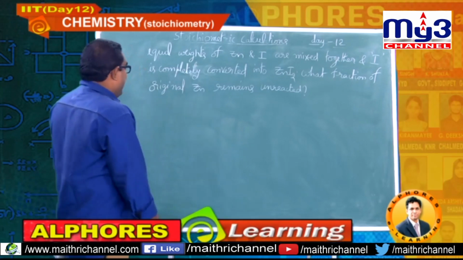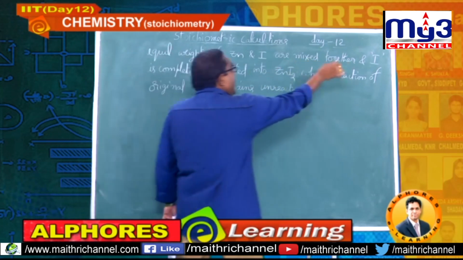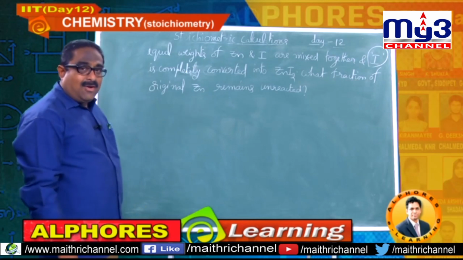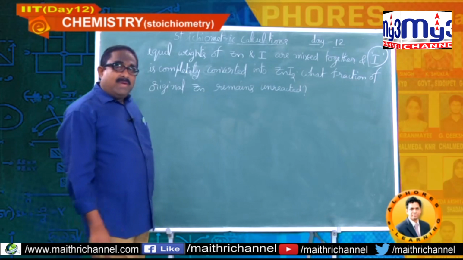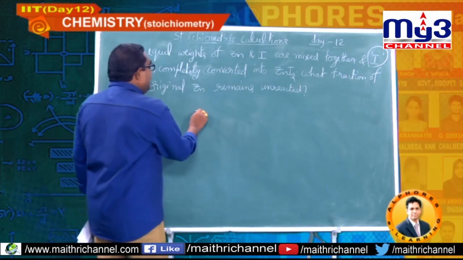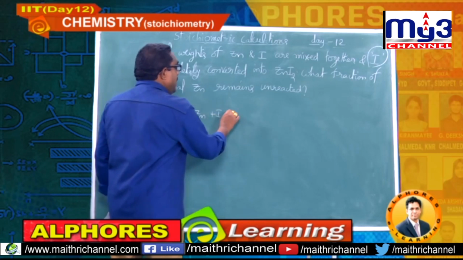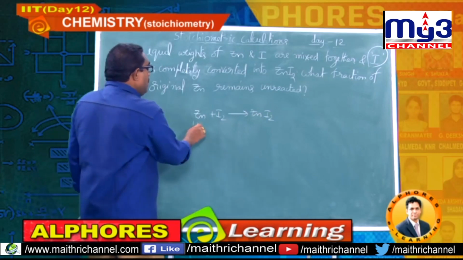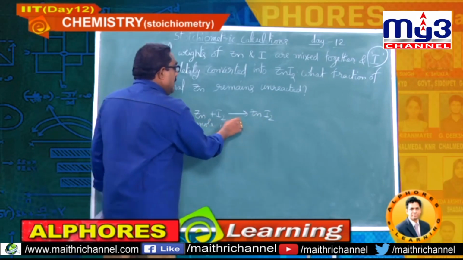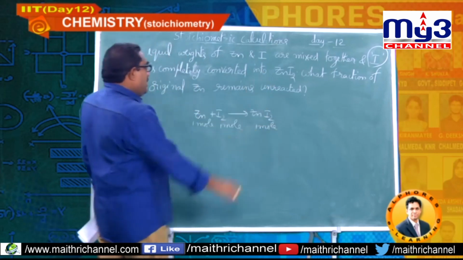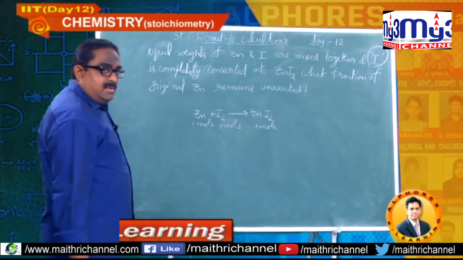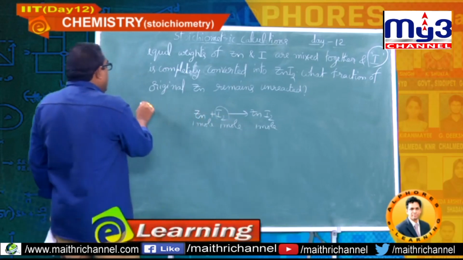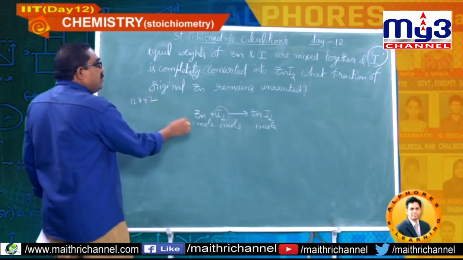It means indirectly he is saying iodine is the limiting reagent in this particular reaction. First of all, let me write the reaction. Zinc plus iodine gives zinc iodide. This is the reaction, simple. 1 mole gives 1 mole. He is giving equal weights and he is saying iodine is completely converted. So, atomic mass of iodine is 127. So, 127 into 2, 254 grams.